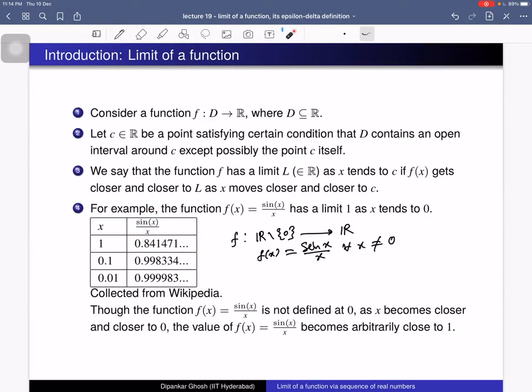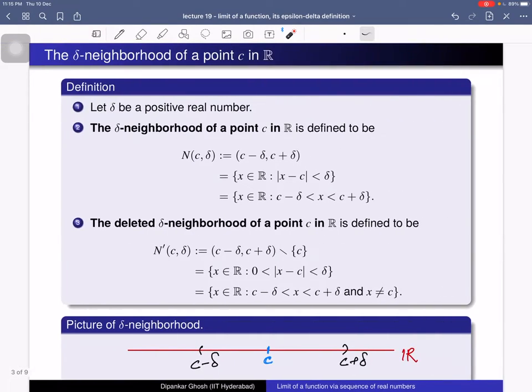In this case we say that the function, though it is not defined at 0, becomes arbitrarily close to 1 as x becomes closer and closer to 0. So this function has limit 1 as x tends to 0, or has a limit at x equal to 0, and that limit value is 1. We have given the definition of the limit of a function in terms of sequences of real numbers, but today we will give the epsilon-delta definition.